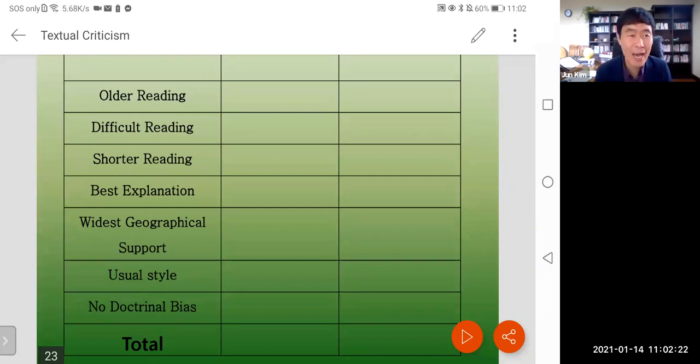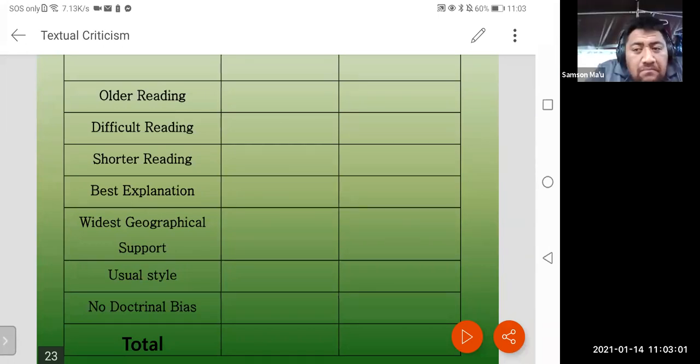the highest value. So you need to see which one has older reading, difficult reading, shorter reading, best explanation, and why, this geographical support, user style, no doctrinal bias, and total. These are the elements you will need to pay attention to when you try to know, I'm going to go for this. Then what is the evidence? Okay, Samson, what is the evidence that you choose this variant reading? Then you need to see which one has more value in terms of older reading, difficult reading, shorter reading, and so on. I'm going to give you the detailed explanation on this.